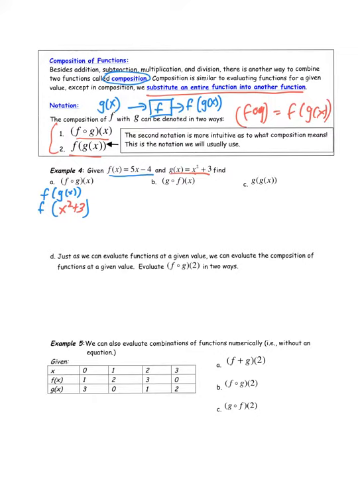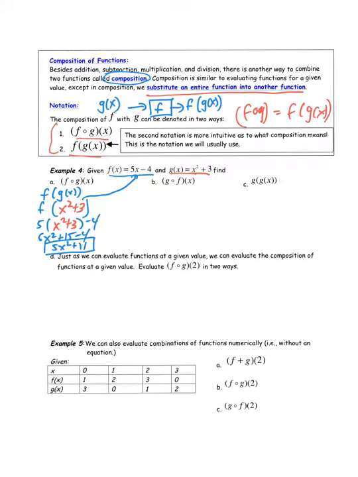And now everywhere I see x in F of X, here I'm going to substitute x squared plus 3. So this is going to become 5 times x squared plus 3 minus 4. And now we're going to distribute and simplify. So this is 5x squared plus 15 minus 4, which is 5x squared plus 11. And that is F composed with G of X.